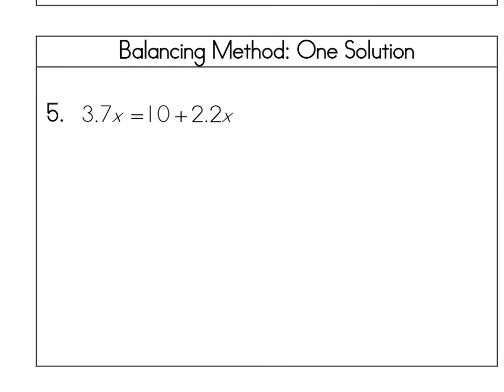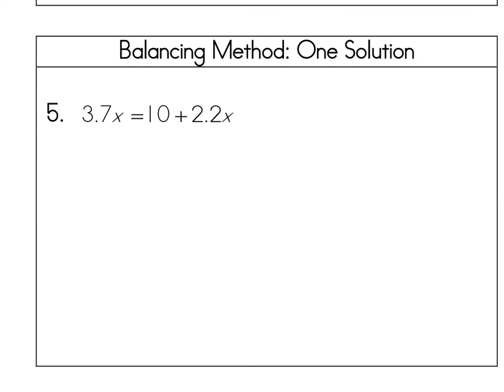All right, well, I see that I have some decimals. It doesn't matter to me. I have a calculator that I can use all the time if I ever get stressed out with decimals, which you shouldn't because they're just numbers with dots in them, basically. So don't freak out, just a decimal. So we have 3 and 7/10 x is equal to 10 plus 2 and 2/10 x.